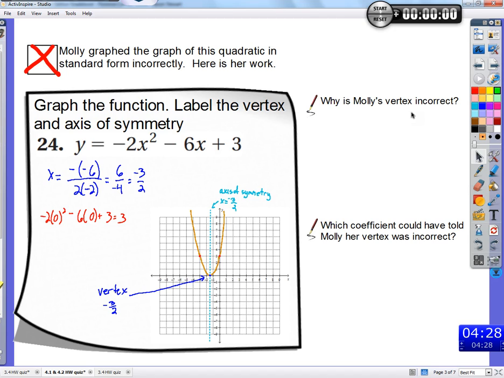So what is it? What's wrong with that vertex? What's that? You see that Molly's labeled the vertex as being -3/2. Why is that incorrect? Why is that? So it shouldn't be here, it should just be right there. So it should be over here, but up to 3. Okay. No, but partly right.